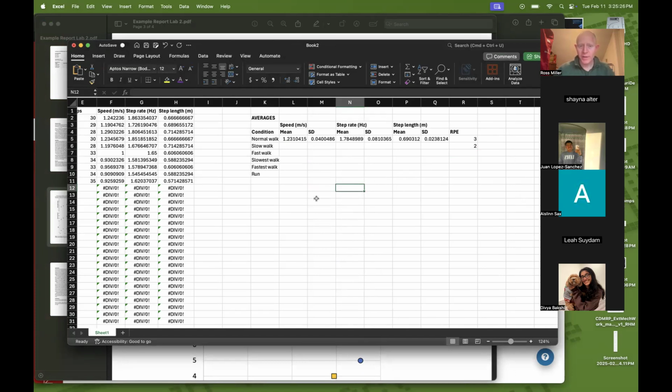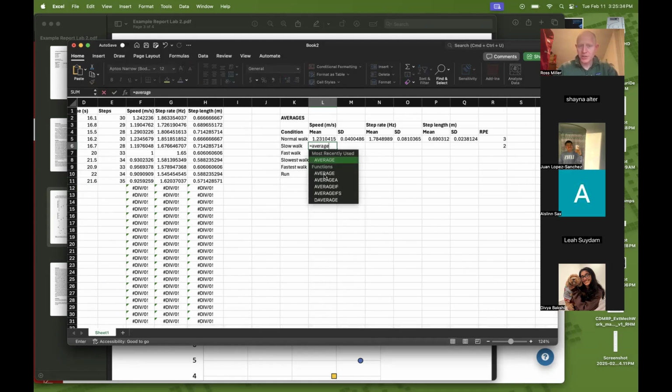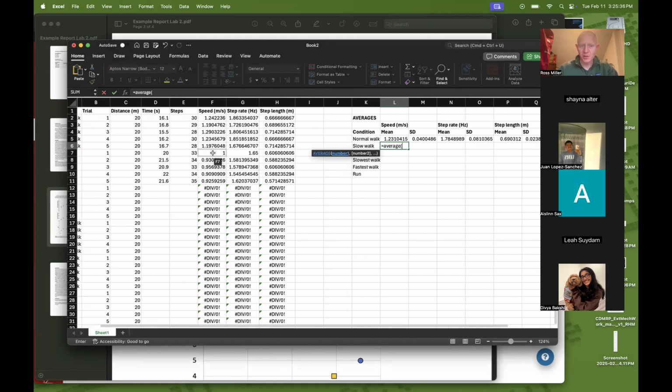Okay, so that's where you'll get your data from. So for example, let's just do slow walk here. I will do the average of my 5 slow walk speeds and then a standard deviation of my 5 slow walk speeds, and then an average of my 5 slow walk step rates, standard deviation of my 5 slow walk step rates, average of my 5 slow walk step lengths, and then standard deviation of my 5 slow walk step lengths.